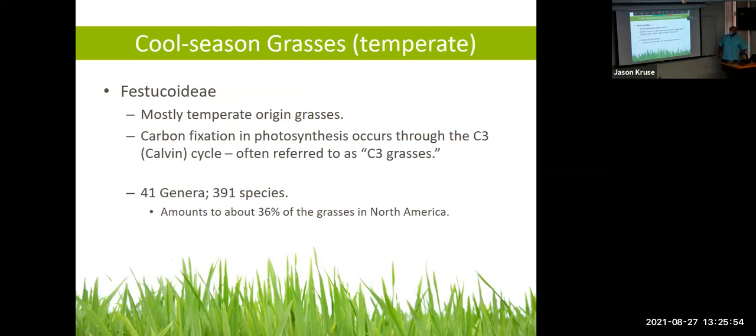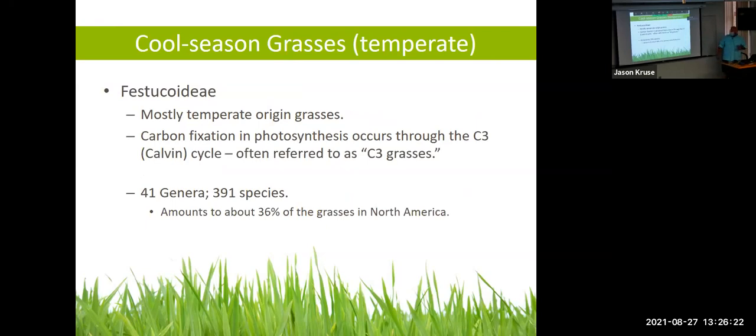The Festucoideae are the cool season grasses, found mostly in temperate regions of the world. They have C3 carbon fixation. Now, think back to photosynthesis in your biology or botany class at some point. We have C3 and C4 plants within the grasses, within plants.